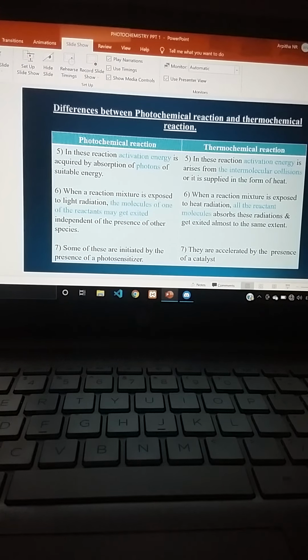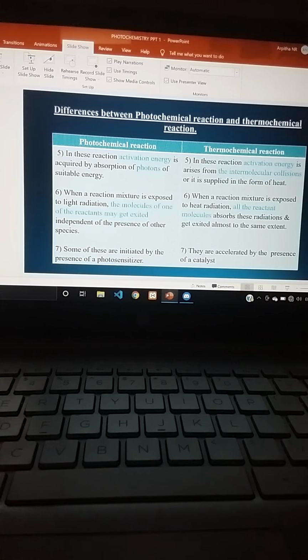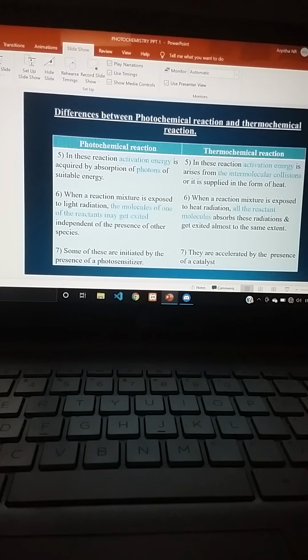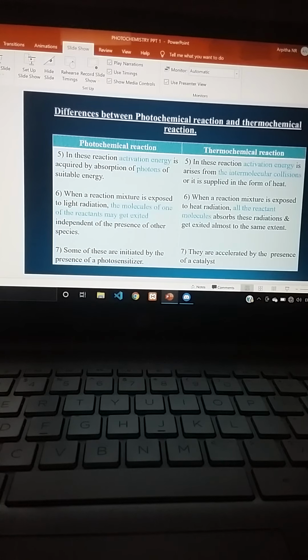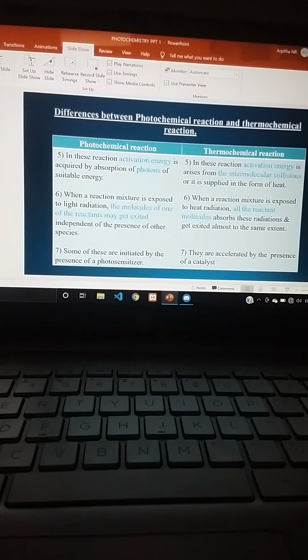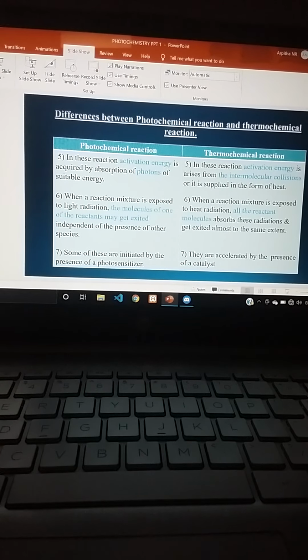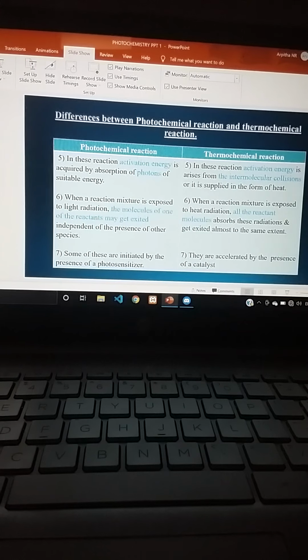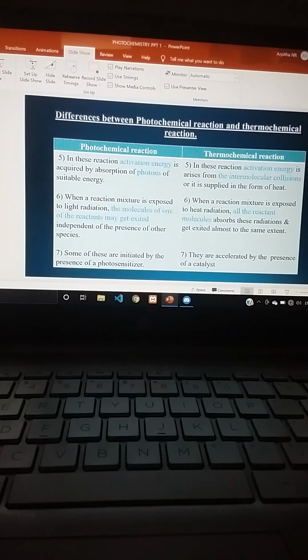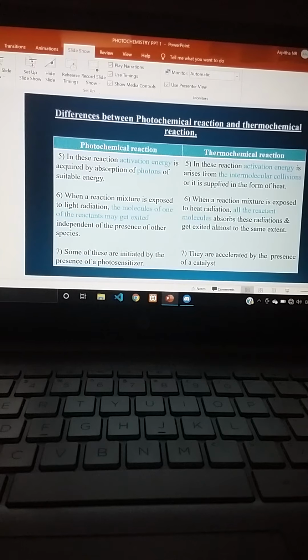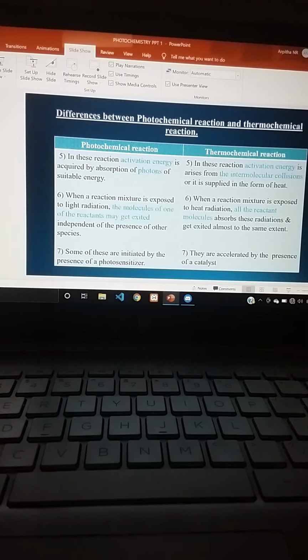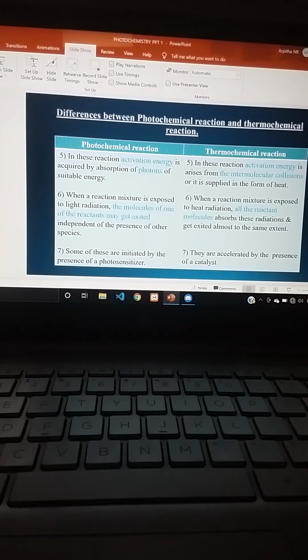Then the next difference is that in a photochemical reaction the reaction mixture is exposed to light radiation. The molecules of one of the reactants may get excited, independent of the presence of the other species. It will not affect other species.